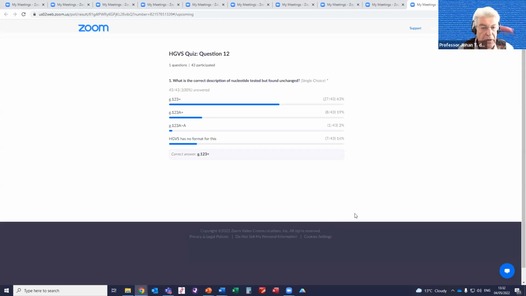The correct answer is the first one. So the majority had the right answer. The problem with 123A equals is, again, that there is redundant information in there. When you look at the reference sequence, you already know there is an A there, so you should not give that in the description. And the third, an A to an A, you could describe a variant like that, but the recommendation, after a community consultation step which I'll come back to in my presentation, was that the way suggested to describe such a variant is: I tested the nucleotide compared to reference sequence at g.123, and I found it as not changed.